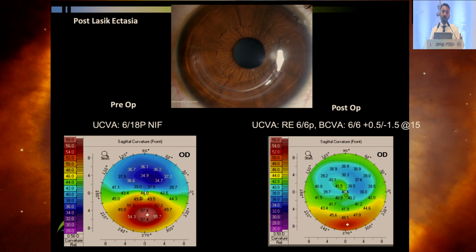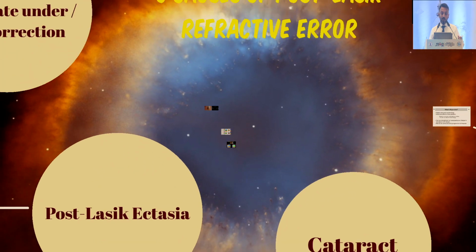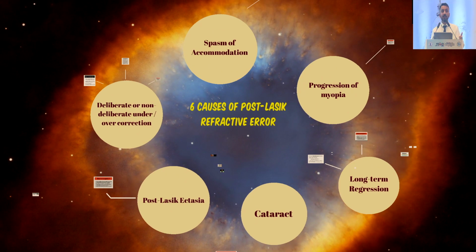Treatment-wise, they all need immediate cross-linking. The visual rehabilitation can be done by using intracorneal ring implants, or you can do topo-guided PRK. Overall, with all these things, we still have to remember there are 6 causes of post-LASIK refractive error: deliberate or non-deliberate undercorrection, spasm of accommodation, progression of myopia, long-term regression, which is debatable, cataract, and post-LASIK ectasia.